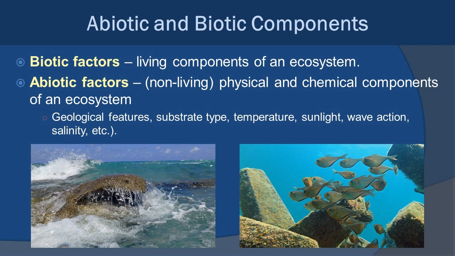Now we need to define the terms biotic and abiotic factors. Now, bio you know from the term biology or life, the study of life. And that's exactly what we're looking at. We're talking about living components of the ecosystem. Abiotic, of course, is the opposite of that. It's the non-living physical and chemical components of the ecosystem. We'll actually be dealing with a lot about that in the first part of the year. We're talking about geologic features, substrate, temperature, sunlight, wave action, salinity, things like that. See if you can identify some of the biotic and abiotic components in the pictures in this slide.